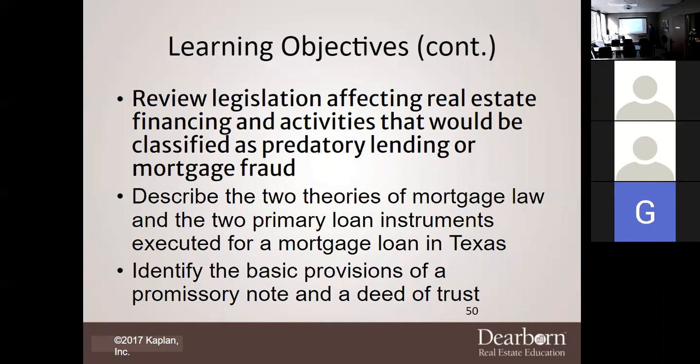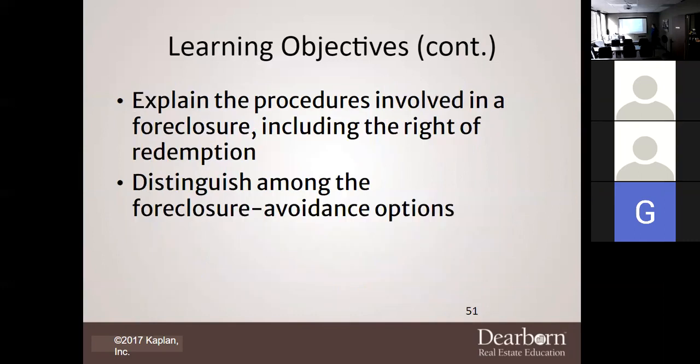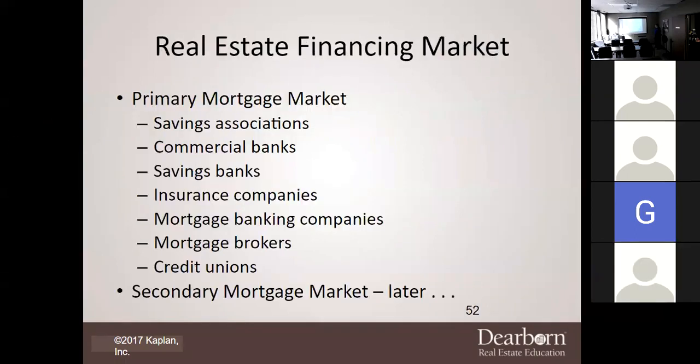And we'll identify the basic provisions of a promissory note and a deed of trust. We'll further explain the procedures involved in a foreclosure, including the right of redemption, and distinguish among the foreclosure avoidance options. So as you can see, there's a lot of material, but we have a limited amount of time this evening, so we're not going to be able to get through it all. We'll get through a majority of it.